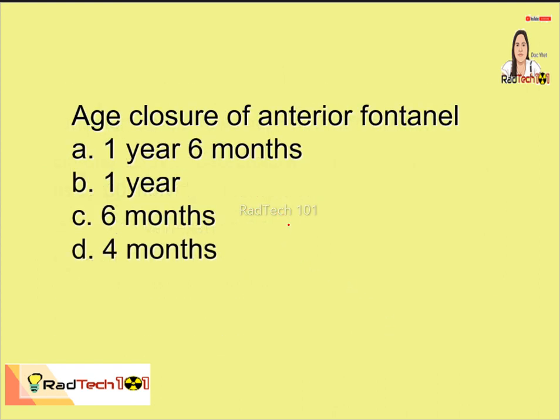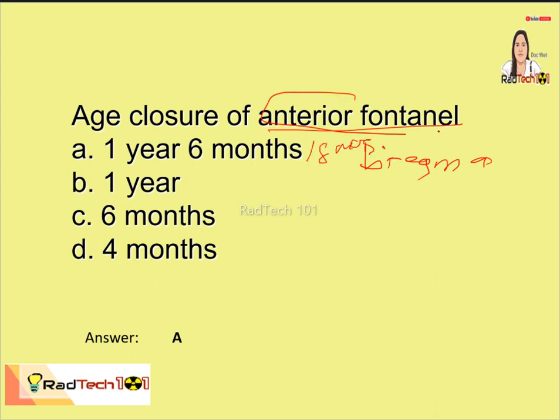Next, age closure of the anterior fontanelle. When does it close? The anterior fontanelle is also termed as bregma. This is the last fontanelle that closes, and it closes at about 1 year and 6 months, or about 18 months. And this is the last fontanelle that closes.